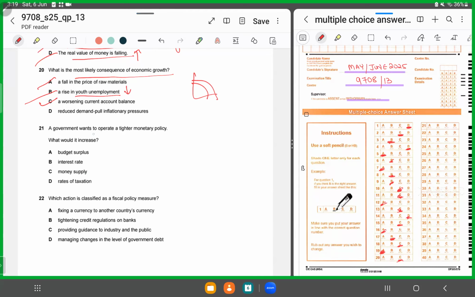It cannot be D because demand pull inflation increases and does not fall. Moving forward, MCQ number 21.